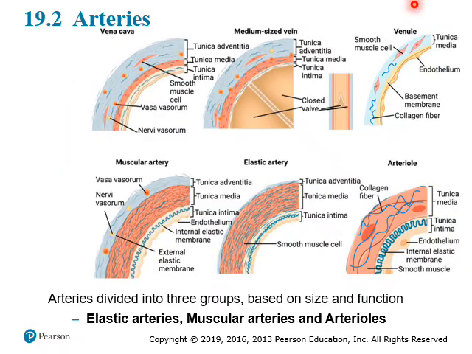Let's take a look at the arteries. There are different types of arteries depending on how thick they are and depending on their function. We have three that I can show you today. You have your elastic artery right there in the middle, then you have your muscular artery, then you have your arteriole. Let's take a look at how different they are from each other.